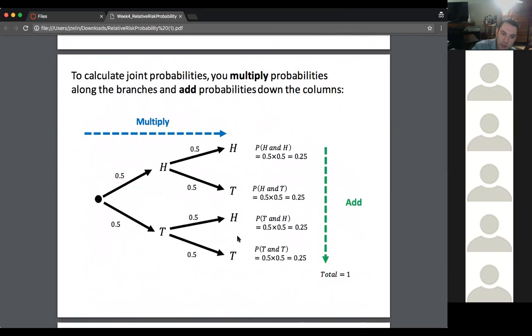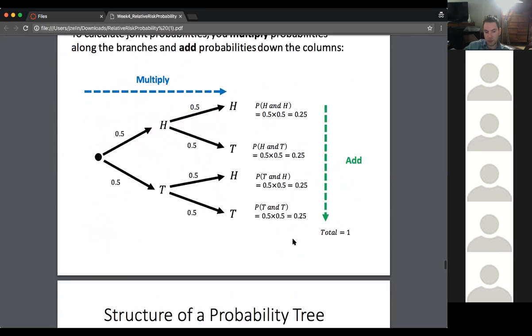Each of these will have a 25% chance of occurring. And if you multiply them all across, you're going to get 0.25 for all of them. And when you add them going from top to bottom, that's going to equal 1, your total sample space, which is good.